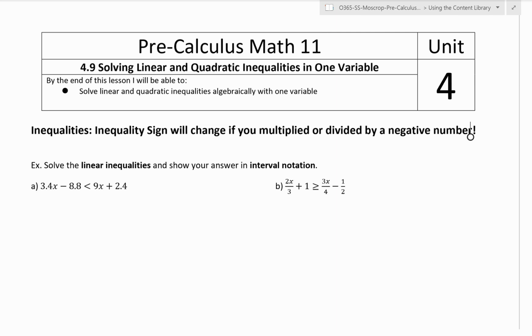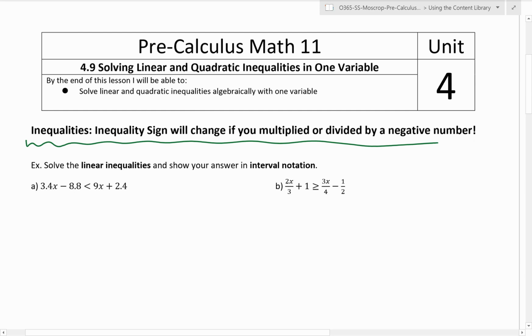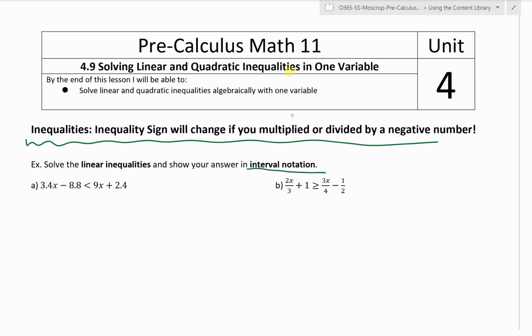Just to remind you once again, the inequality sign will change if you multiply or divide by a negative number. Keep that in mind. Here is our first example. We are going to solve these two linear inequalities, and this time we're not going to show the answer as a number line. We're going to show it in interval notation. Hopefully you remember that from last year, Math 10. If you don't, that's okay. I'll show you again.